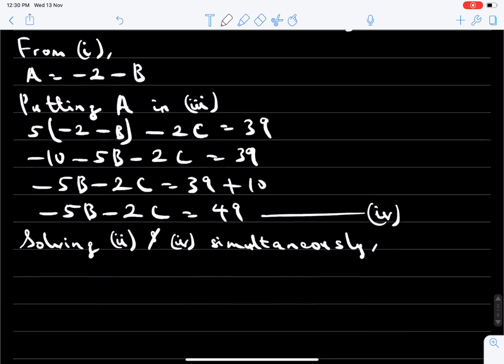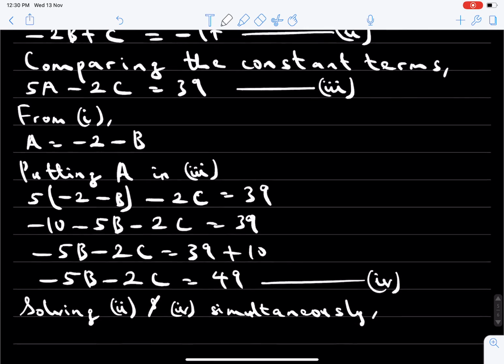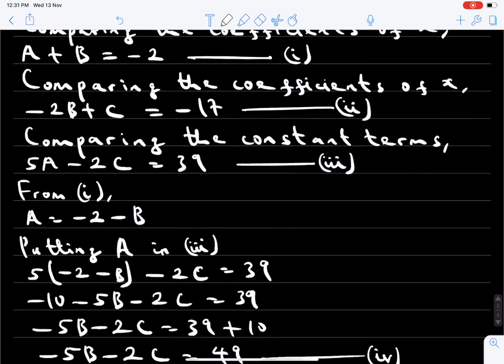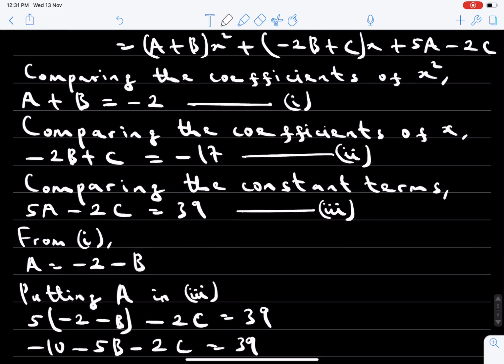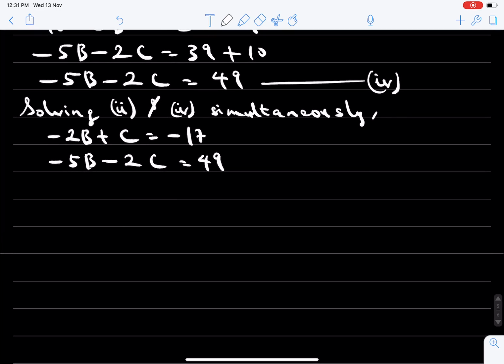Solving 2 and 4 simultaneously. What's equation 2? Equation 2 is minus 2b plus c equals minus 17. And equation 4 is minus 5b minus 2c equals 49. I'm checking equation 2 again to be sure. Minus 2b plus c equals minus 17. And equation 4 is minus 5b minus 2c equals 49.